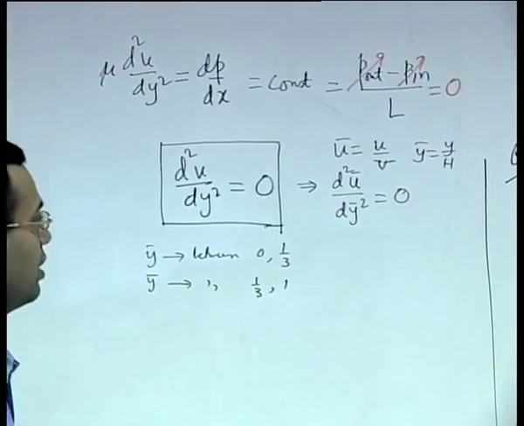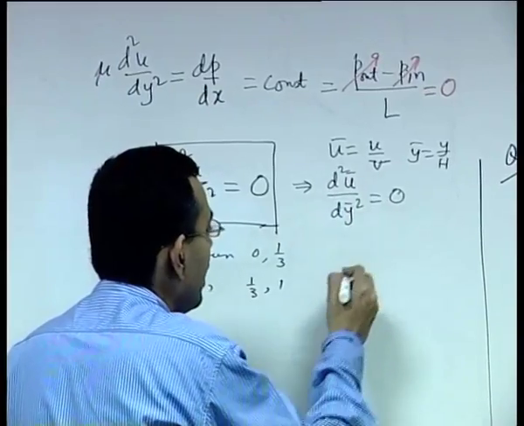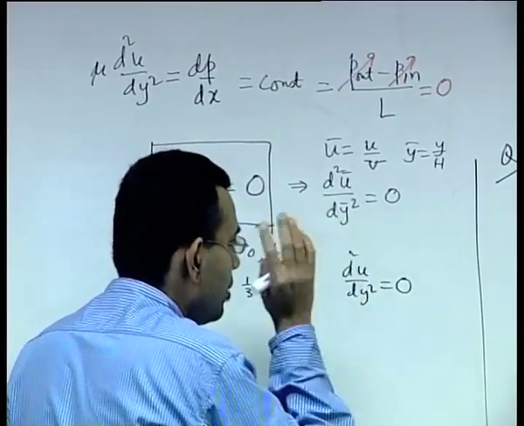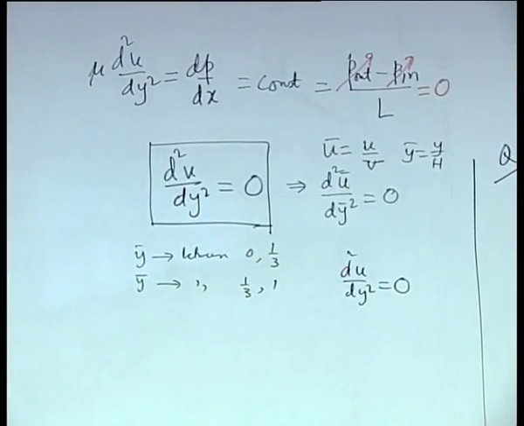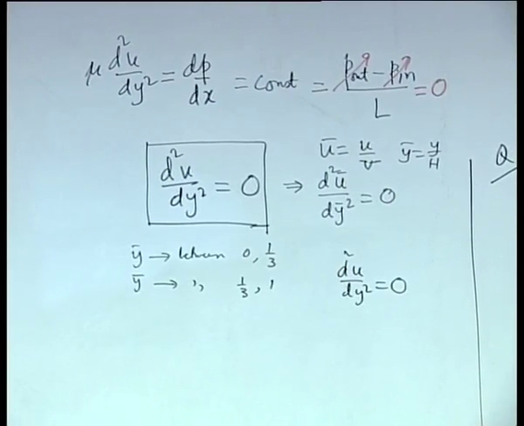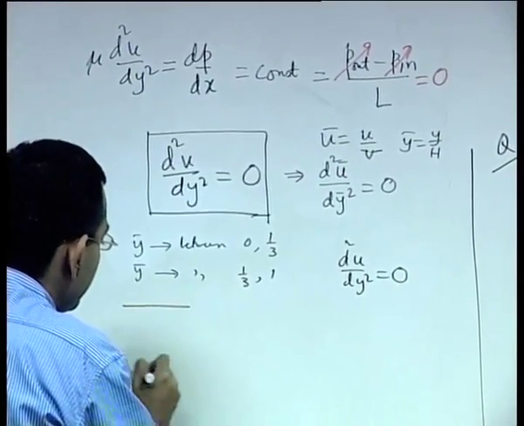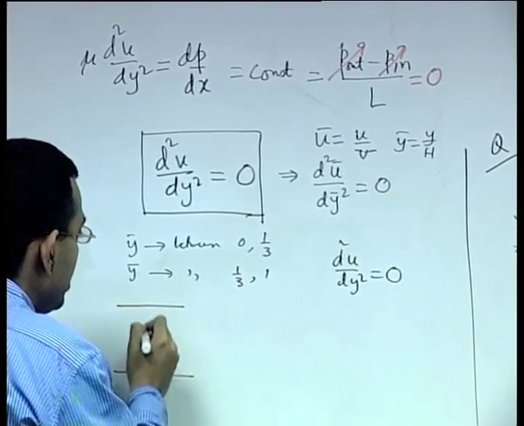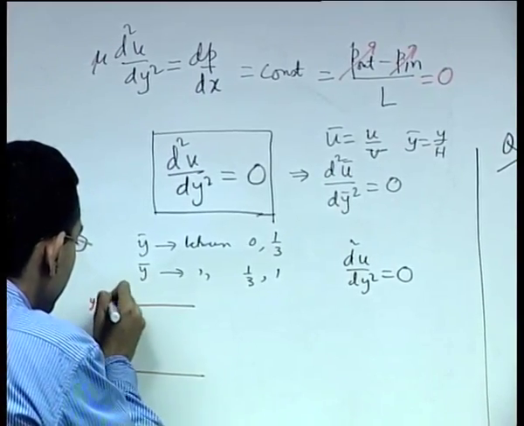Just to help in writing, we will omit the bar at the top and we will write d2u dy2 equal to 0, but we will keep in mind that is u bar and this is y bar, just for the sake of writing we are doing that. So, let us consider the part of the domain between 0 to 1/3. So, this is y equal to 0, this is y equal to 1/3.